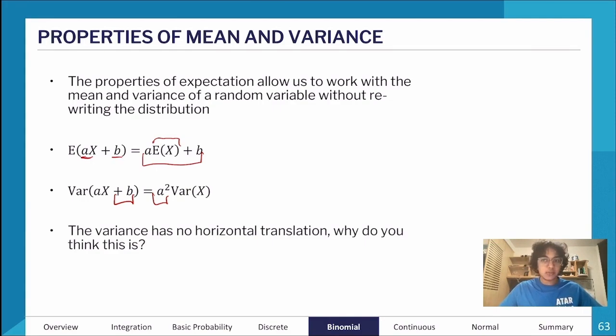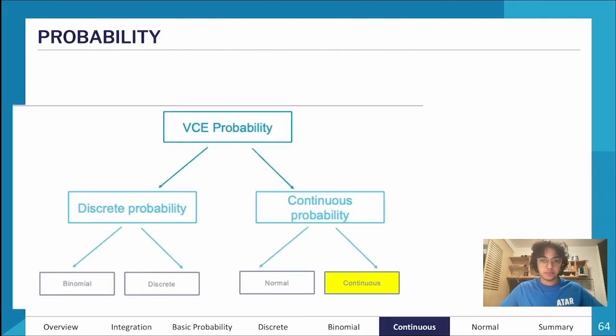I'll give you guys some time to think about this. Drop your answer in chat, or your guess. Obviously, there's no penalty for getting the wrong answer. It's just a good idea to brainstorm as to why variance could have no horizontal translation. And I'll answer that question on the day. So just chuck it in chat. If you are rewatching the recording from the day, I'd recommend taking some notes of that.